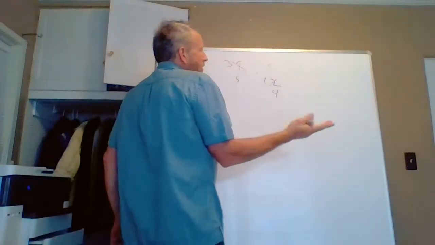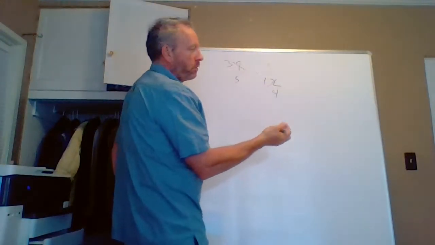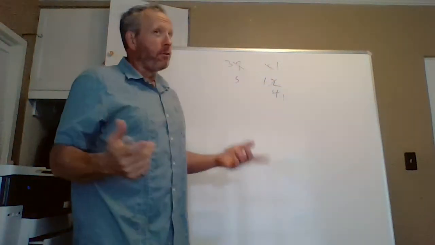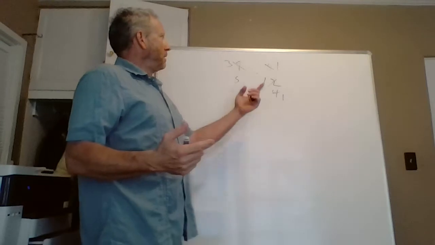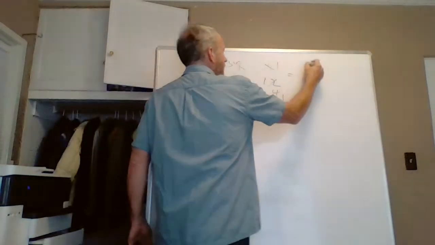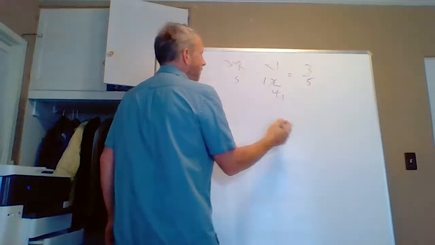But let's just suppose I don't notice it. I kind of notice 4 divided by 4. 4 goes into 4 once and 4 goes into 4 once. Or 4 divided by 4 is 1. And 1 times anything is itself, so it's 3/5. Or I could do it this way and get 3/5.